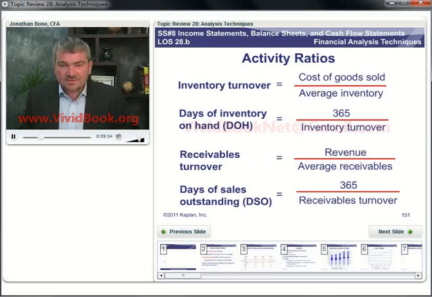Okay, so first things first, let's look at our activity ratios. First one is inventory turnover. This is cost of goods sold divided by average inventory. Remember, COGS is from the income statement, so we use average inventory.